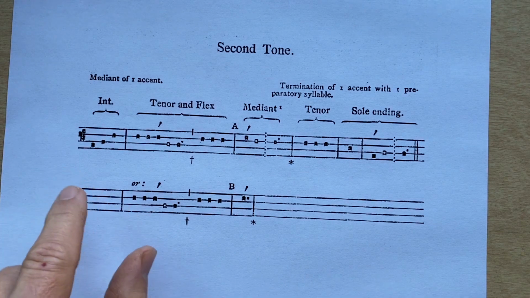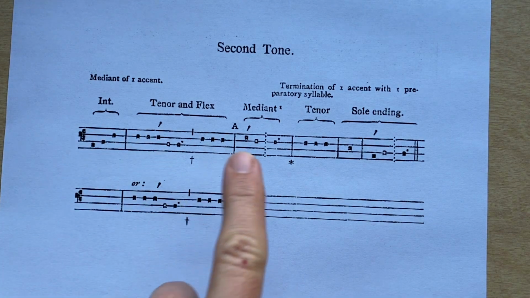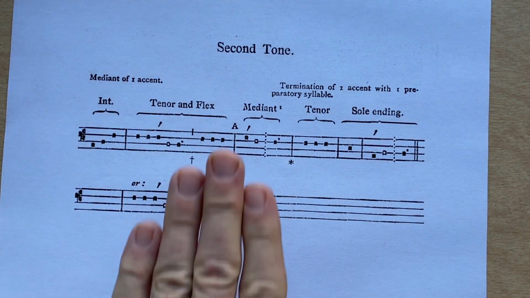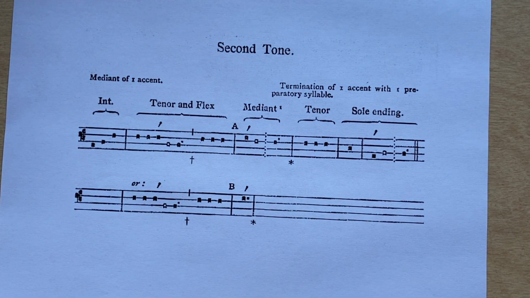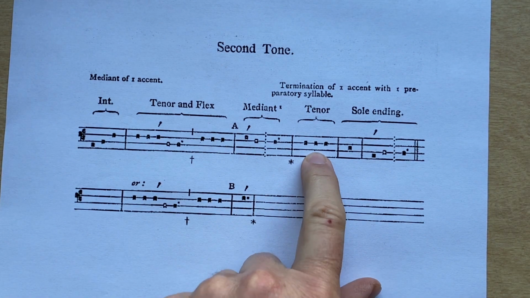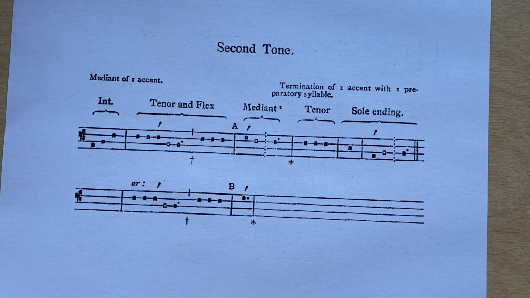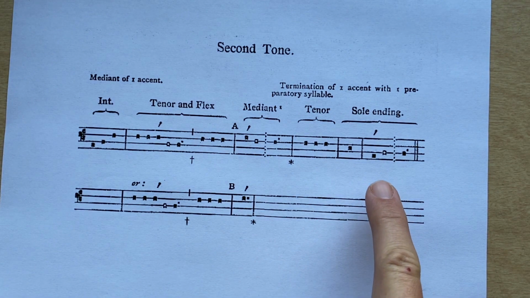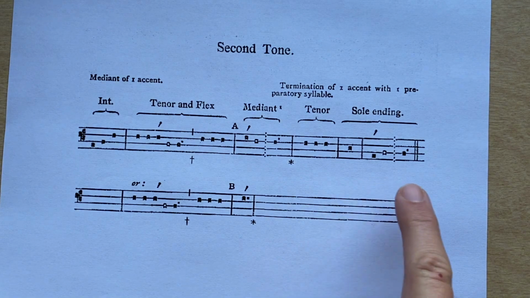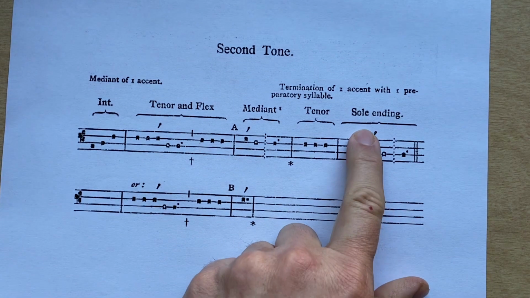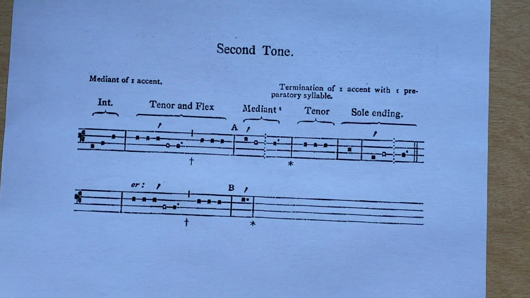So what we're worried about is the introit, the tenor, and the mediant, right? After the mediant, after that first half of the verse, we return to the tenor or the reciting tone for the majority of the second half of the verse. And then at the end of that verse or stanza, we come to the ending. This says sole ending. There are psalm tones with multiple endings, and that just means you pick one.